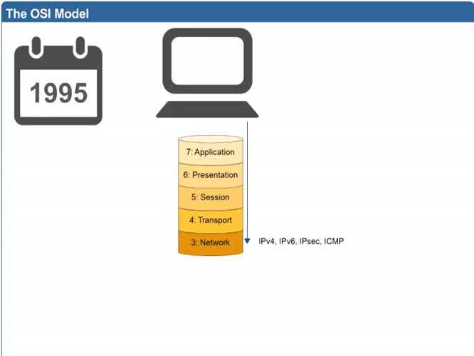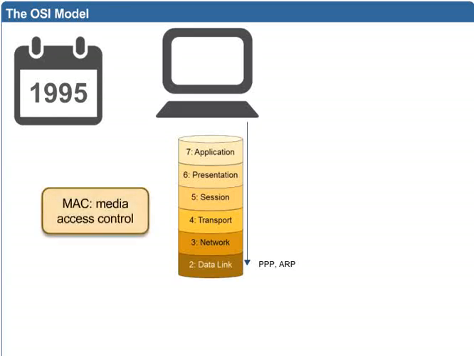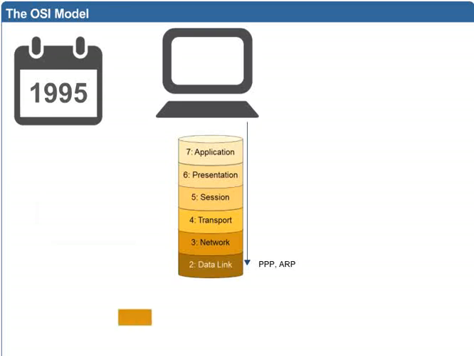Layer 3 is the network layer, which is responsible for packet forwarding and routing using IP addresses. This is where you'll find the client IP address. Layer 2 is the data link layer, which transfers data between two nodes on the same local area network using the Media Access Control Address, or MAC address, of each system. A MAC address is a unique identifier for the network or wireless card on a computer.